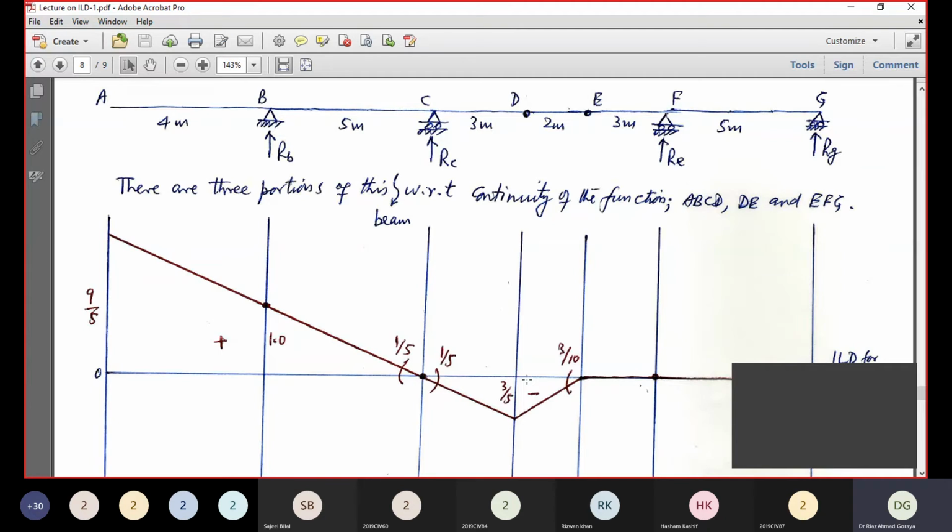Now, as far as the slopes are concerned, this is 1 by 5, this is 1 by 5. This ordinate is, horizontal distance is 3 meter, so 3 by 5. This slope is 3 by 5 divided by this horizontal distance 2, 3 by 10.